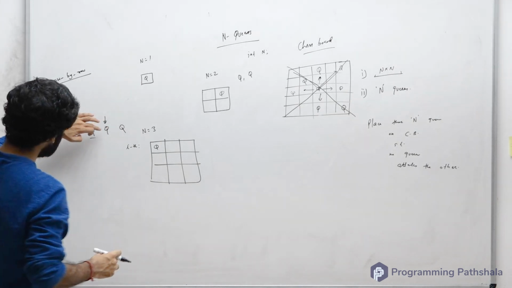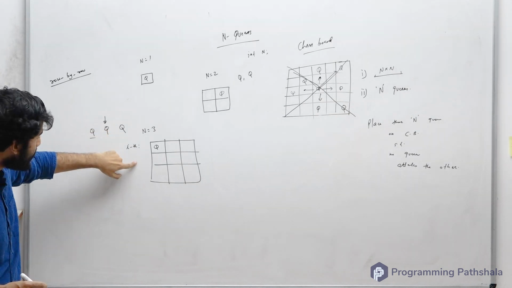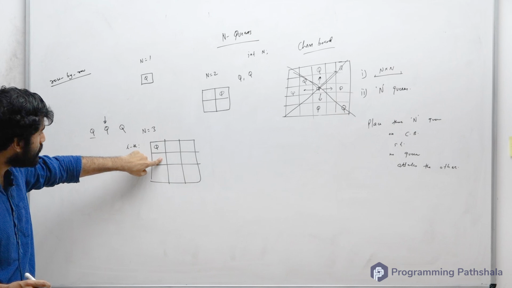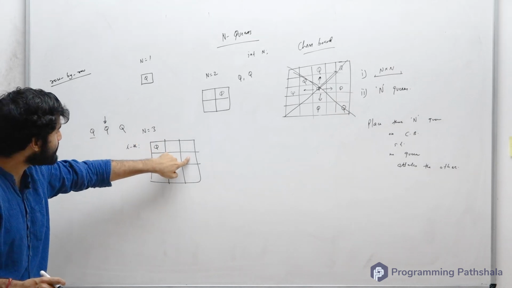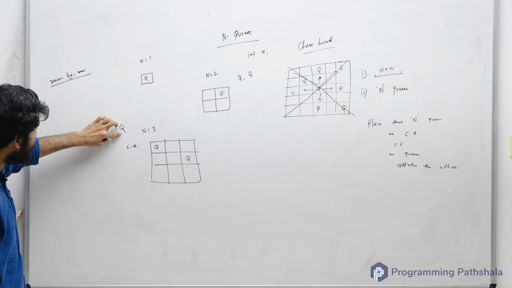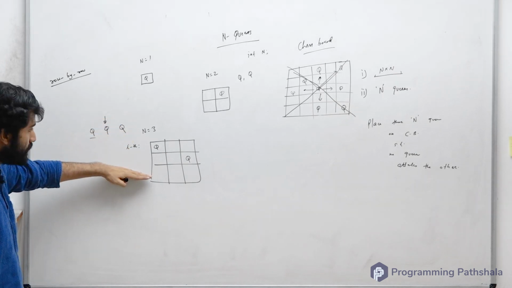So now you have the second queen. How many choices do you have for the second queen? If you want to place it in this row, can you place here? No. Here? No. Here? Yes, you can place it here. Okay. Now the third queen. For the third queen, you will move to the third row.